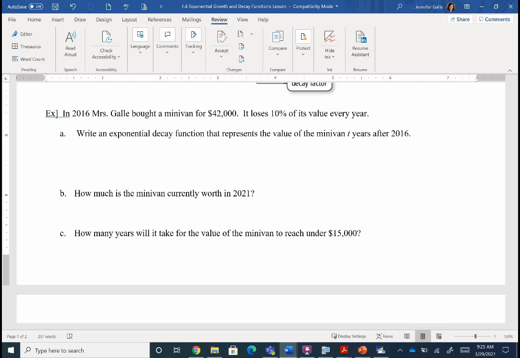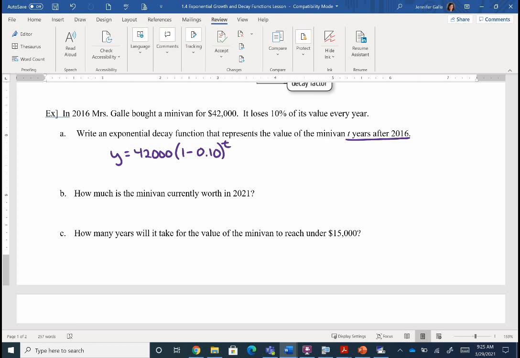So let's go ahead and write our function that represents the situation. Our t again is years after 2016 because 2016 is the year that I bought it. Doesn't seem like that long ago, but paying it off next month. It's already been 5 years. All right, so my y equals, my initial amount is 42,000. 1 minus 10%, and then I have my time.